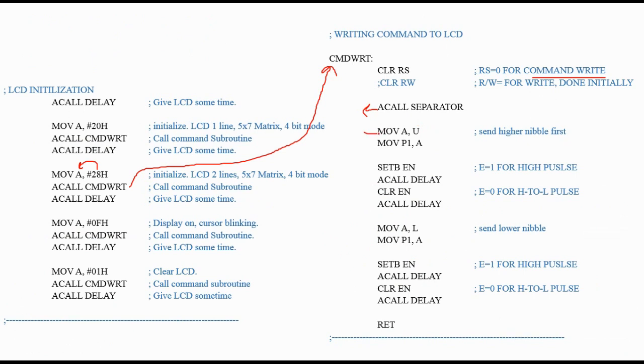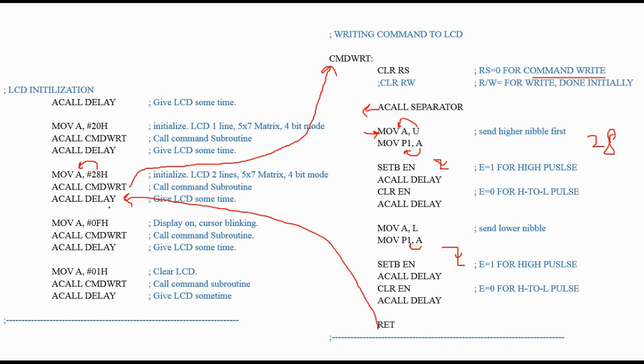After return it will come at this place. Move the upper nibble, that is 20, into A and move 20 on port P1. So 2 will be sent, then toggle the enable. Again this L will be sent, means 8 will be sent over the lines. Okay, and toggle enable and return. So the pointer will return back at this point, and call delay. Again delay will be called.